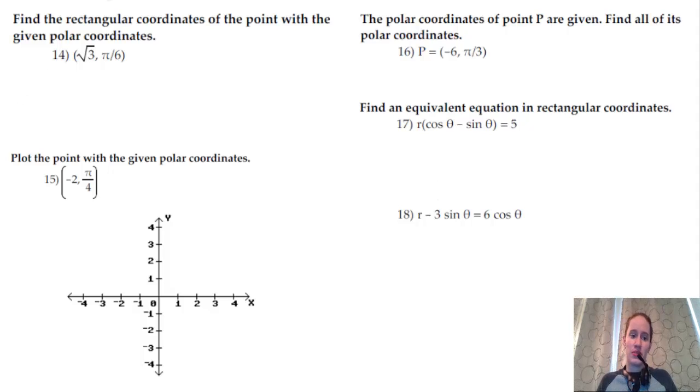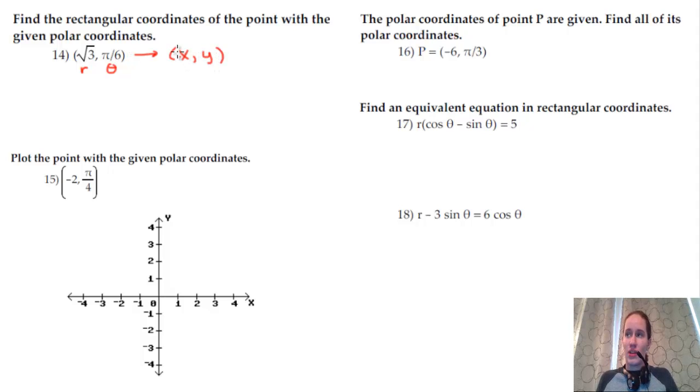Okay, starting with polar stuff now. On number 14, we want to find the rectangular coordinates of the point with the given polar coordinates. So they're telling us these are polar coordinates, which means they've given us an r and a theta. We want to change these to an x and a y.